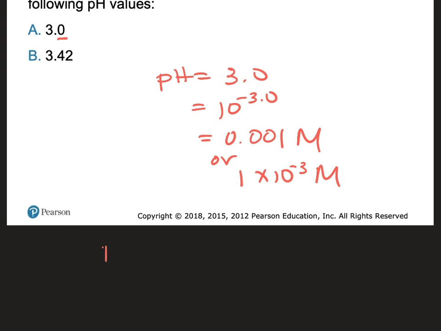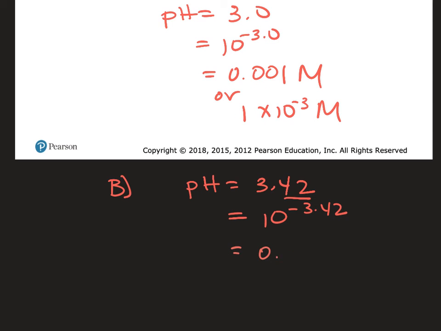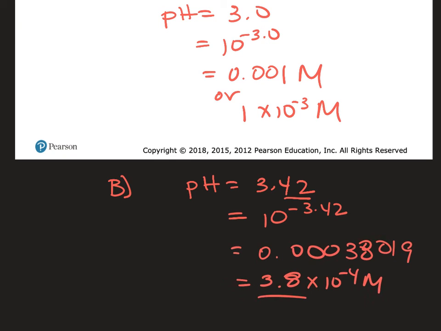Let's do B. Alright, here our pH is 3.42. This is going to equal 10 to the negative 3.42. Now, there are 2 decimal places here, so our answer needs to be reported to 2 significant figures. So the calculator says 0.0003819. When we convert to scientific notation, that'll be 3.8 times 10 to the minus 4 molar, my 2 significant figures.